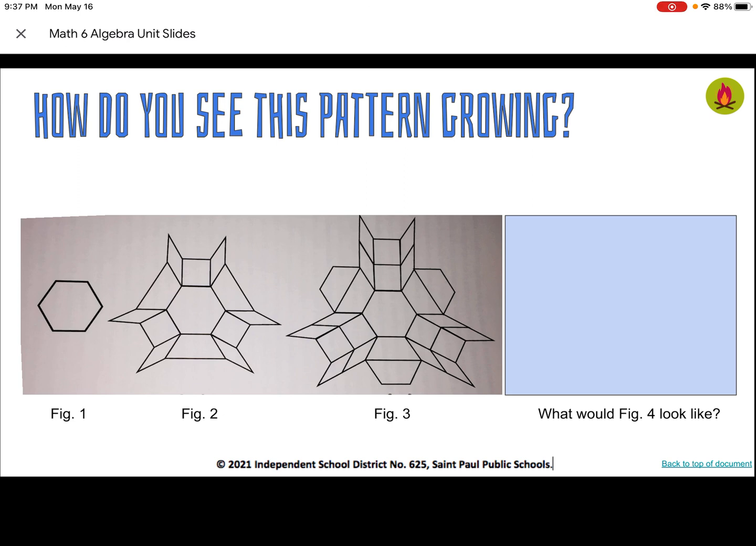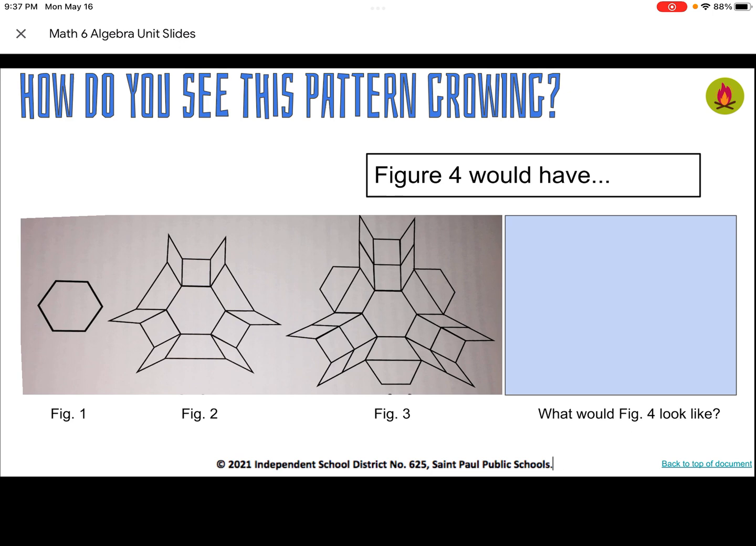So this is kind of a crazy one, but take a minute and look at this pattern. How do you see it growing? If you want, there are pattern blocks in the back of the room if you want to try and build it. But pause the video and then try and figure out, sketch on paper, or actually build the pattern blocks. What do you think the next figure would look like? Come back when you think you're ready.